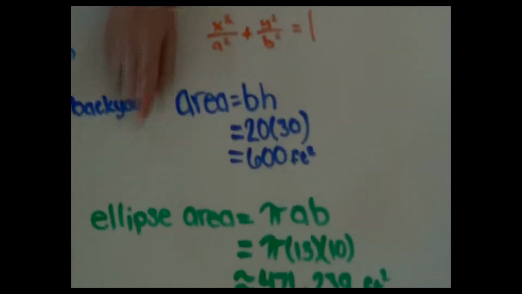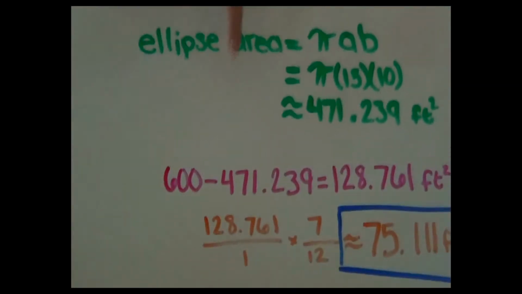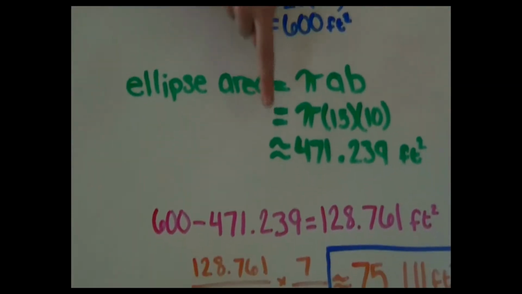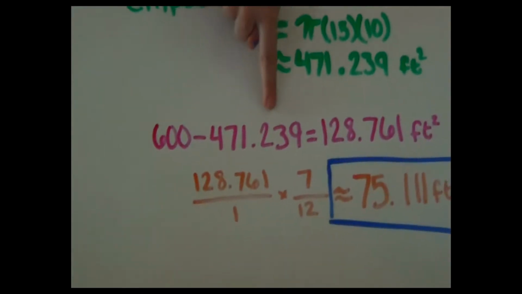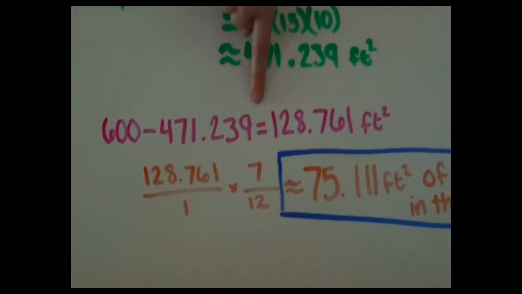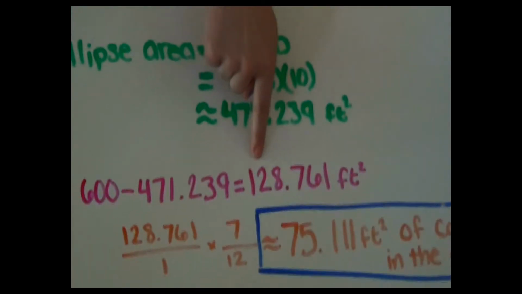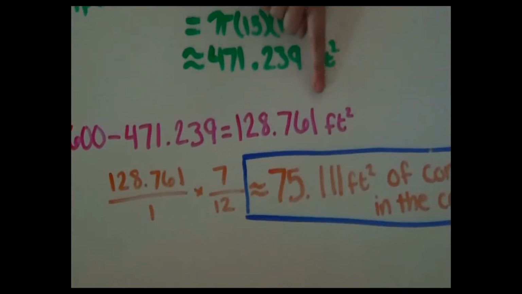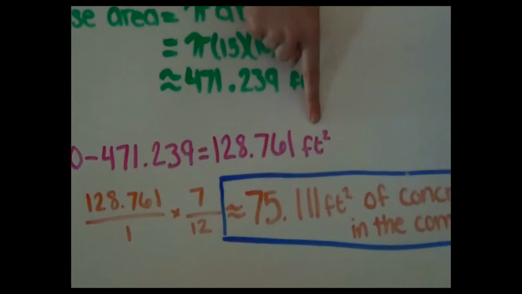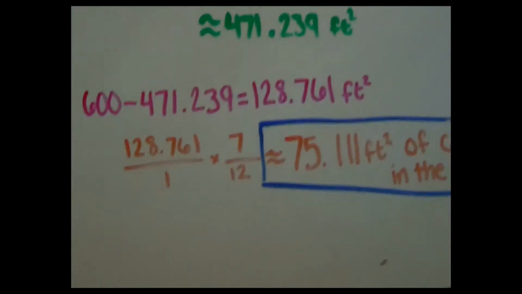And then to find the area of all of these corners that are going to be filled with concrete, you're going to take the area of the backyard, which is 600, and subtract the area of the ellipse, which is 471.239, and that will give you 128.761 feet squared that will need to be filled with concrete.